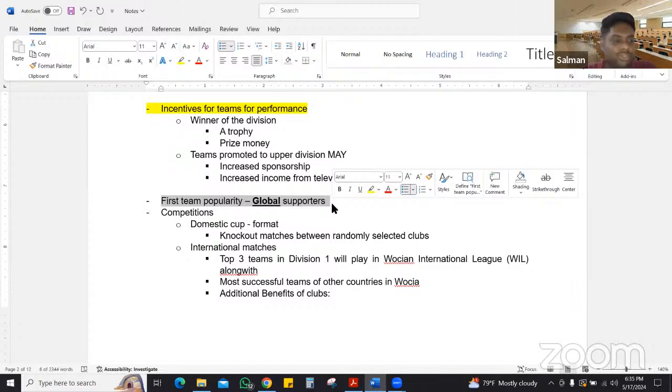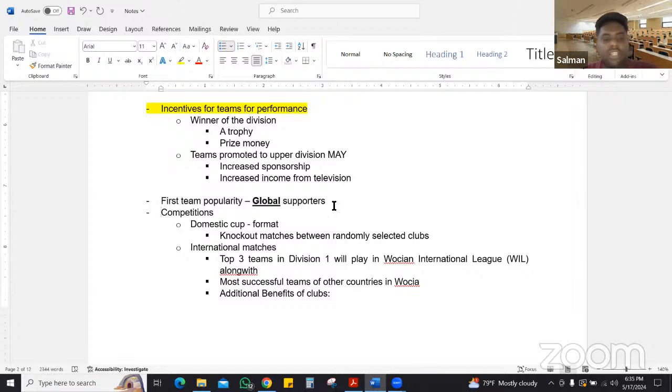Think about you, as many of you are fans of cricket. What are you more interested in? The national team, or are you interested in the younger teams? No, right? It's basically the main team. Similarly, the higher popularity is on the first team. Now let's look at the competitions.